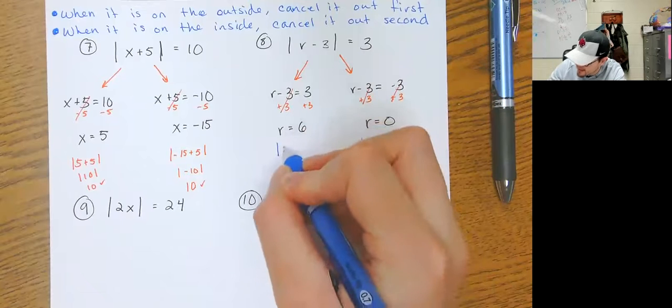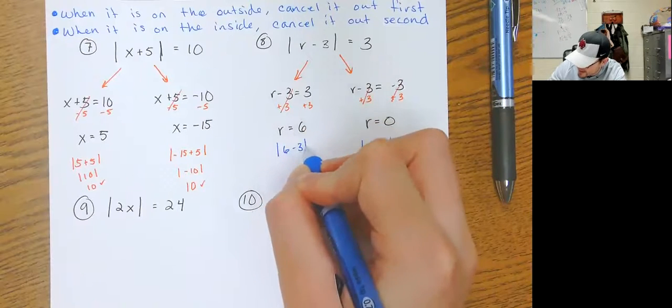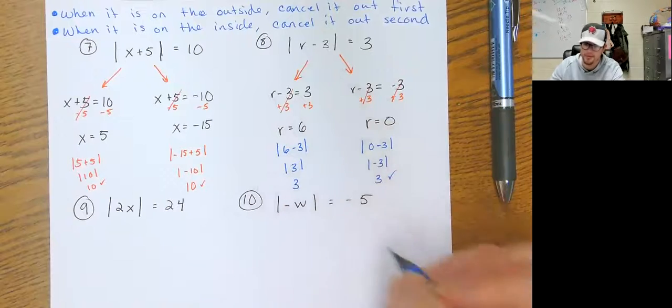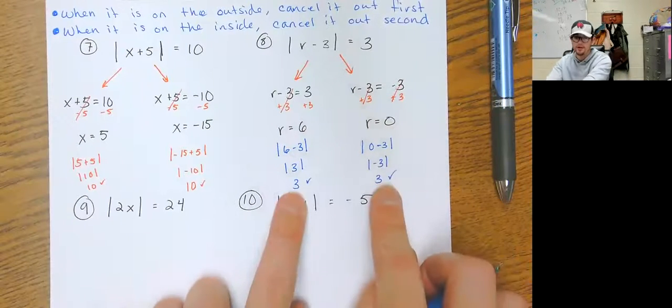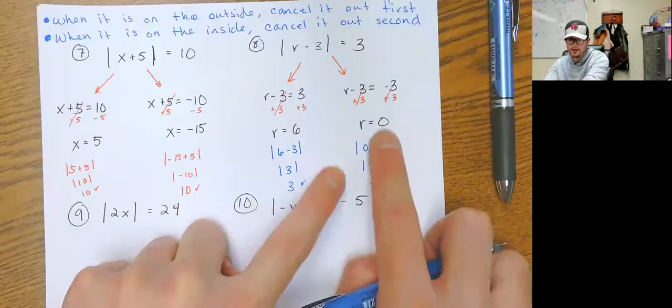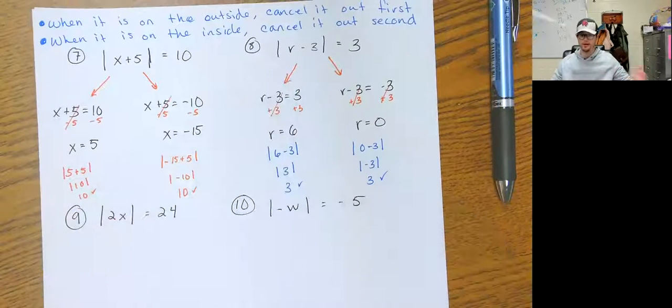I still get out positive 3, and same thing with 6. If I did the absolute value of 6 minus 3, that is 3, and then that is a 3. Good. I still get out 3. No matter if I plug in 6 or 0 into this, I get out 3. All right, it's two values that will give out the same output, the same distance.